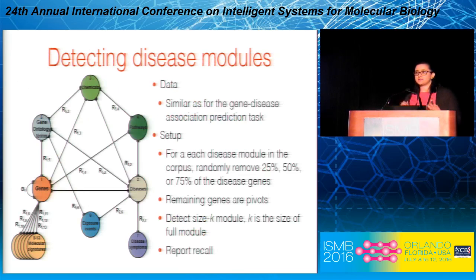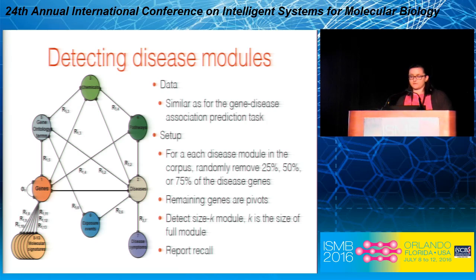Now, gene disease associations are actually a very trivial example of modules, because these are modules of size 1. What we would like to test is, or provide some insights into the method when actually detecting disease modules of larger size that goes beyond pairwise relationships. For this study, we consider the same set of 16 data sets, and the setup is similar as in the gene disease association prediction task. So the data is similar, but the setup is a bit different.